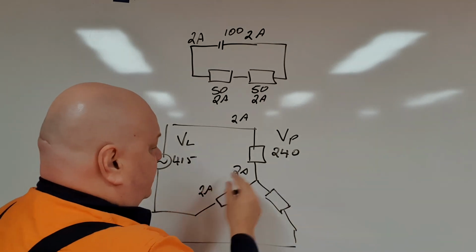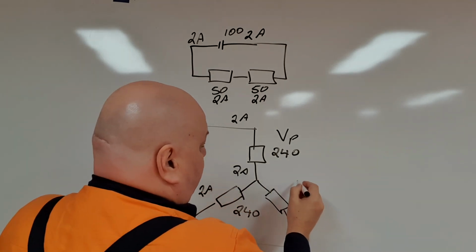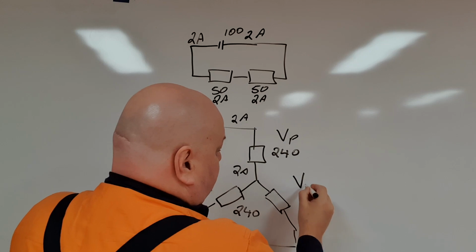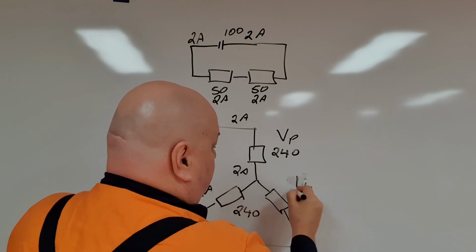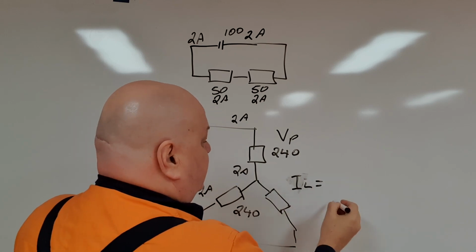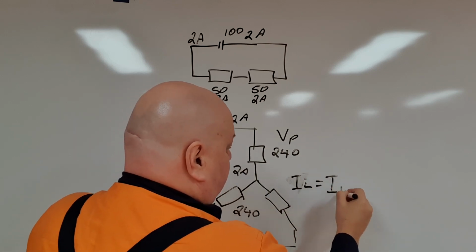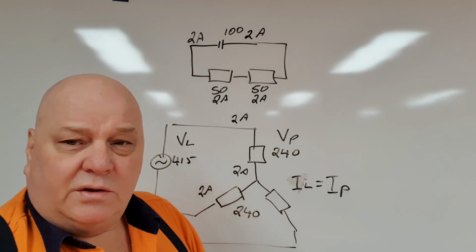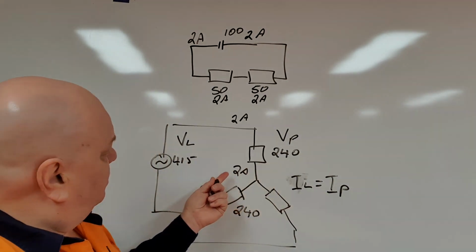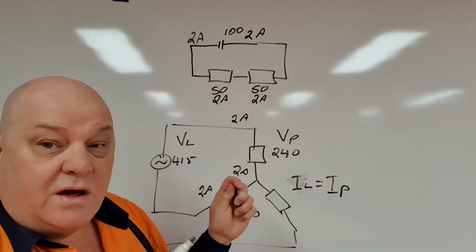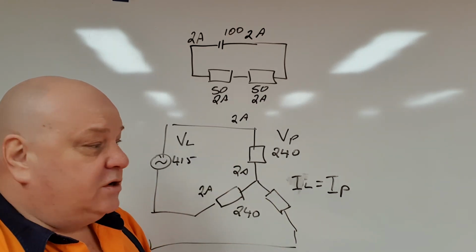So in this instance, not the voltage, we've got line current equals the phase current. This one up here, a little formula for that. You don't have to remember the formula. You can build it every time.